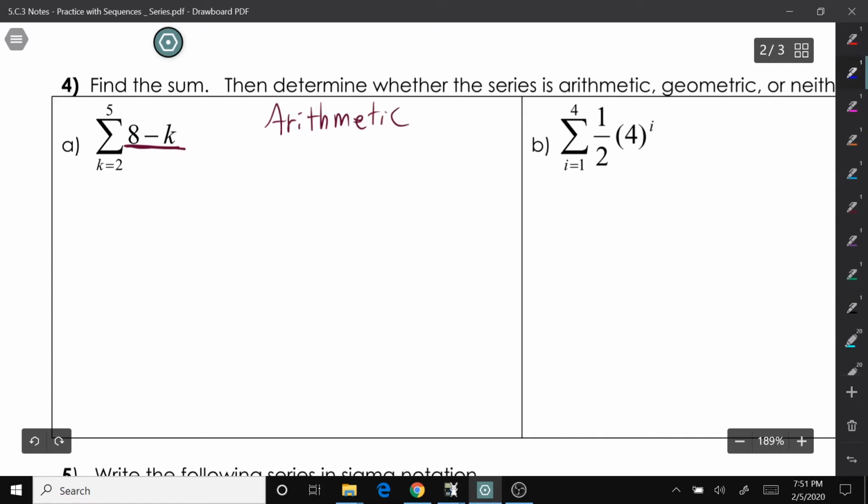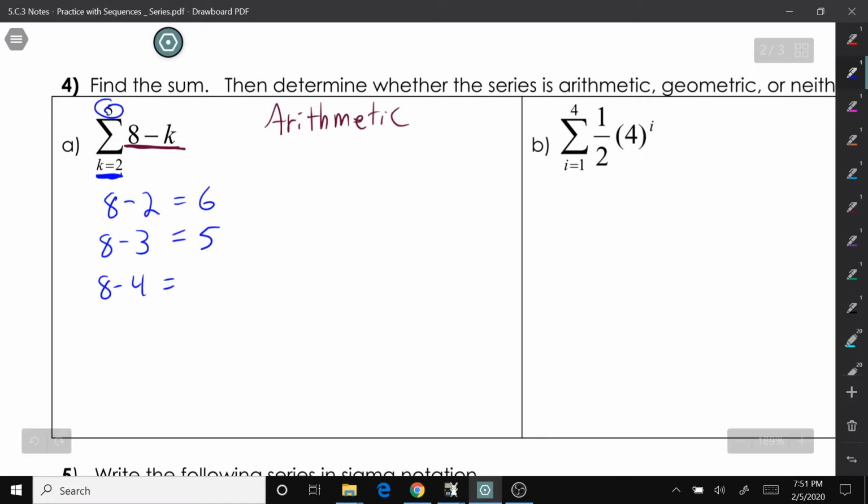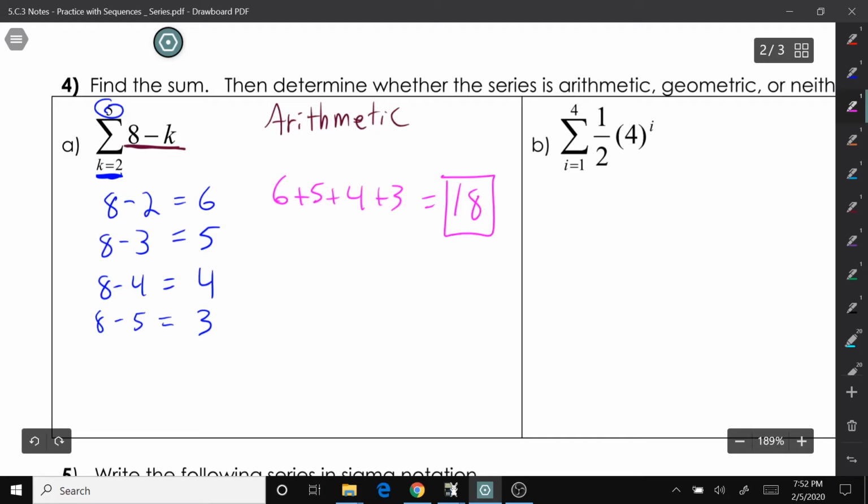So you guys know how to do this. We're going to do 8 minus 2 gives us 6. 8 minus 3, because we're starting at 2 and going up to 5, is 5. 8 minus 4 is 4. 8 minus 5 is 3. So then we will add those up: 6 plus 5 plus 4 plus 3 gives us 18. That is our sum.